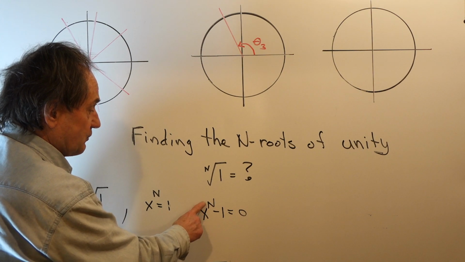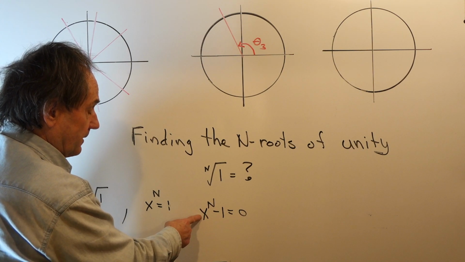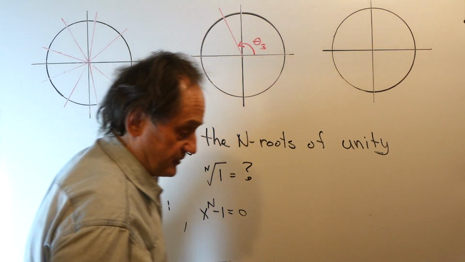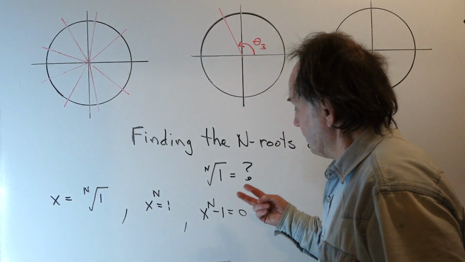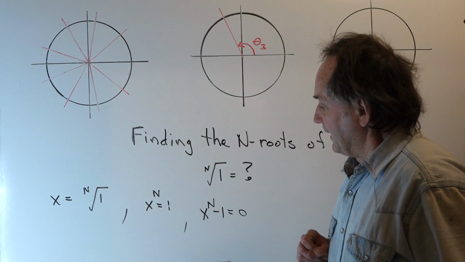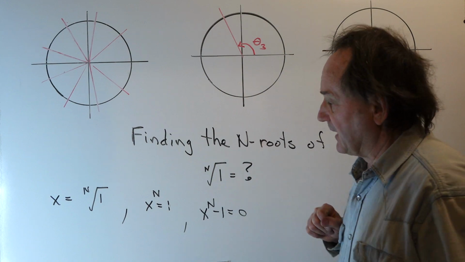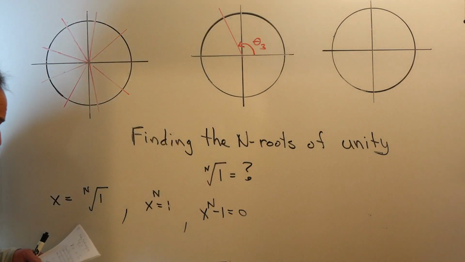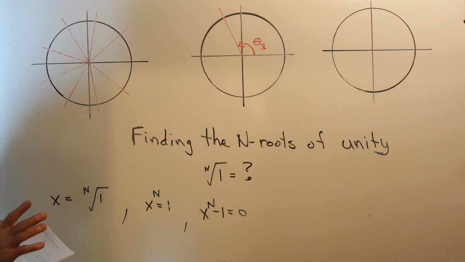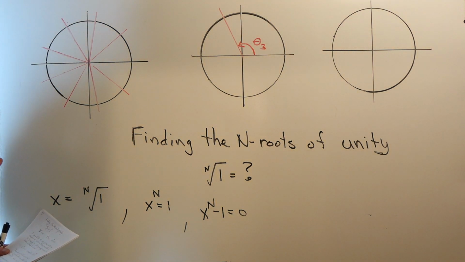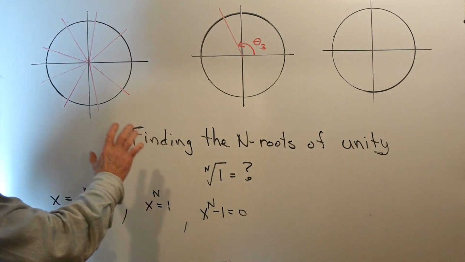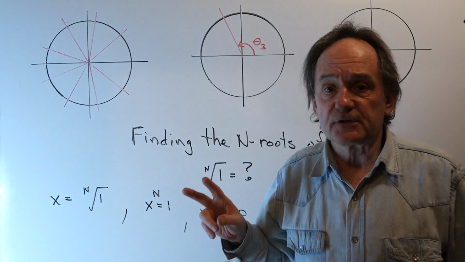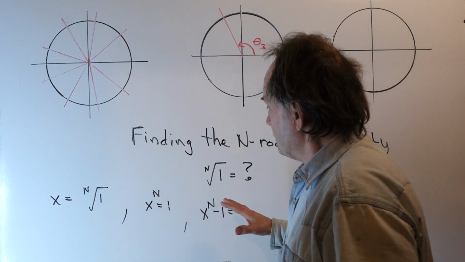Because x squared, when x is either plus or minus 1, is a positive 1, minus 1 is 0. So in the real number system, we only have two solutions when n is even and one solution when n is odd. But we're not going to confine ourselves to the real numbers. In general, the n roots of unity are complex. There's one or two roots that are real, but the rest of the roots are complex.